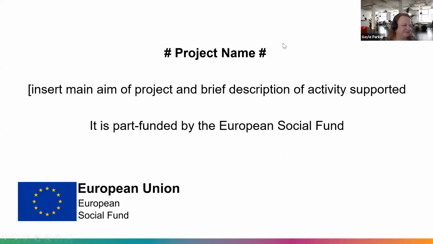So this is just an example of what the poster would look like. Obviously have your project name, and insert the aim of the project with a brief description of what you're doing. And there it shows it is part funded by the European Social Fund, and there is the European Social Fund logo. We will also give you the SEMLEP logo and ESFA logo, which we would ask is also on the poster if you can put it on.